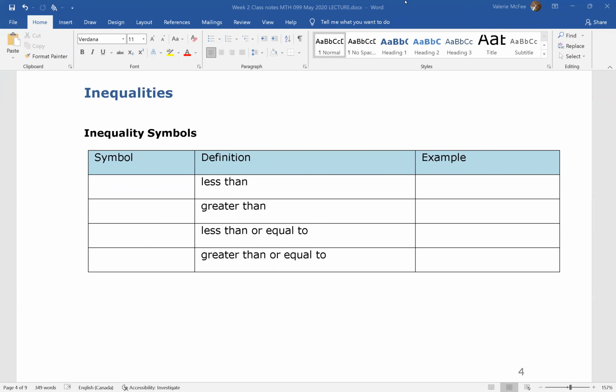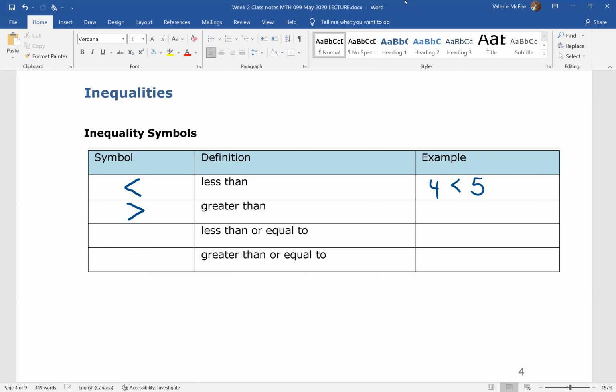Let's look at inequalities. Again, I hope you have these notes in front of you, and if you don't, you are writing everything down. We should first introduce the symbols we are going to use. This one with the small end, the point going to the left, is known as the less than symbol. We know that 4 is less than 5.